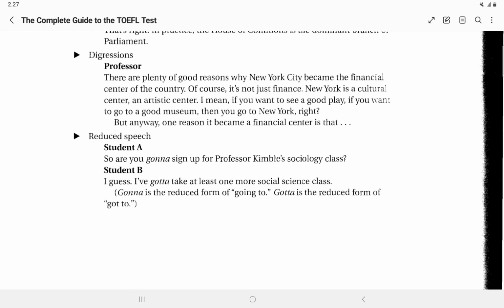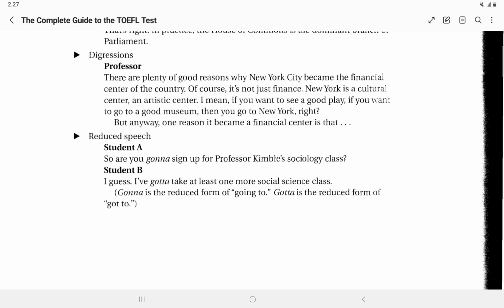Digressions. There are plenty of good reasons why New York City became the financial center of the country. Of course, it's not just finance. New York is a cultural center, an artistic center. I mean, if you want to see a good play, if you want to go to a good museum, then you go to New York, right? But anyway, one reason it became a financial center is that blah blah blah.